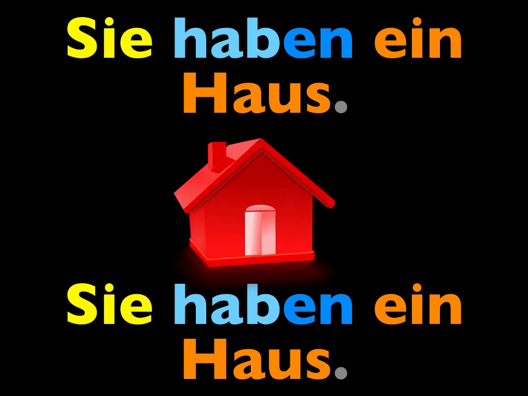Say you have a house and they have a house. Sie haben ein Haus. Sie haben ein Haus. They look exactly the same. Since sie is the very first word of the sentence, they're both capitalized. They sound exactly the same, so these would only be understood in context.